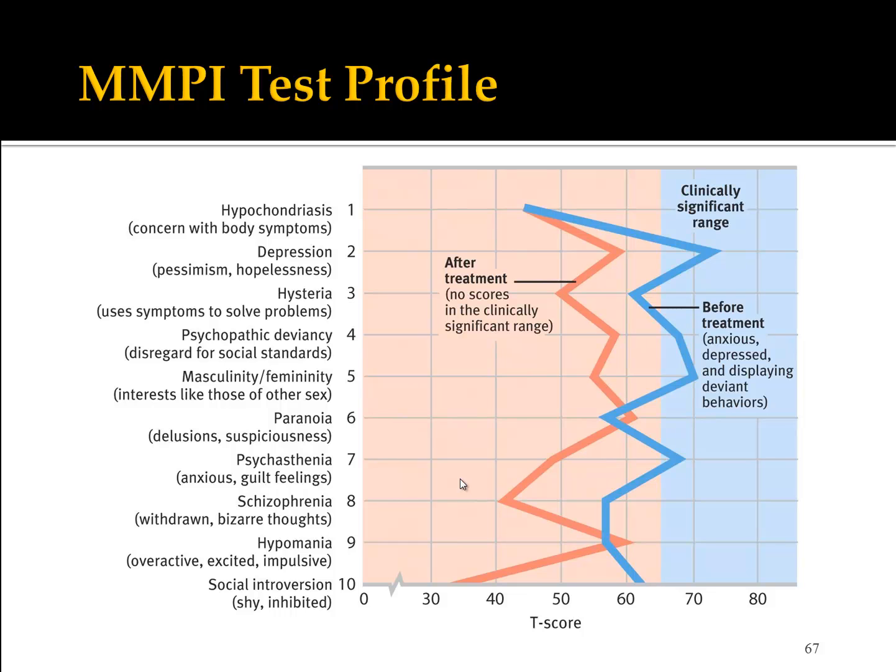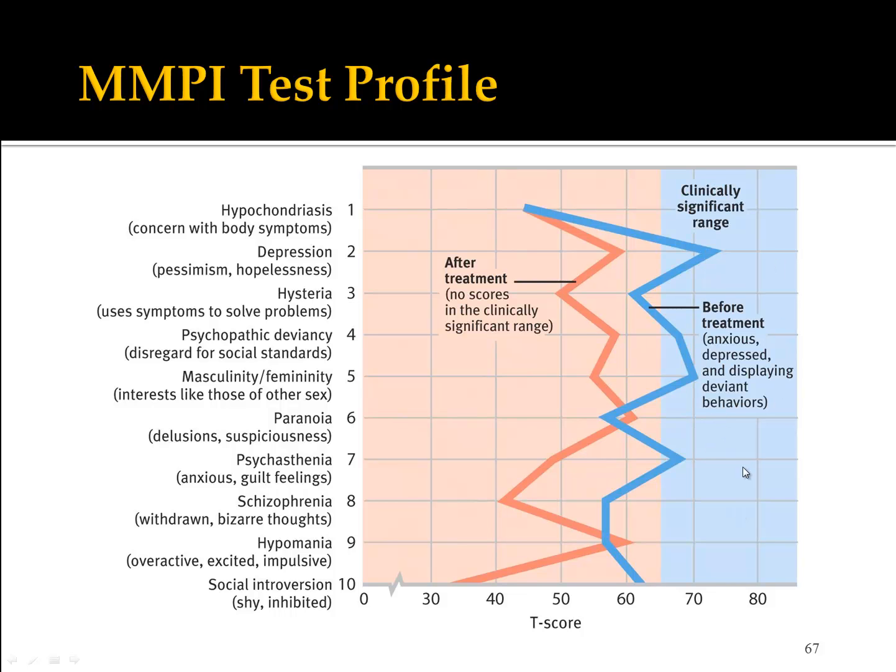Here's an example of an MMPI profile. You can see the variables that the test measures, 1 through 10, coming down. The MMPI, the Minnesota Multiphasic, there are 10 variables coming down the left column there. And we have hypochondriasis, depression, hysteria, psychopathic deviance, and you can read down through those. And what we're using it for here basically, before treatment, is to go through and diagnose and see what's going on with the individual. And that's represented by the blue line.